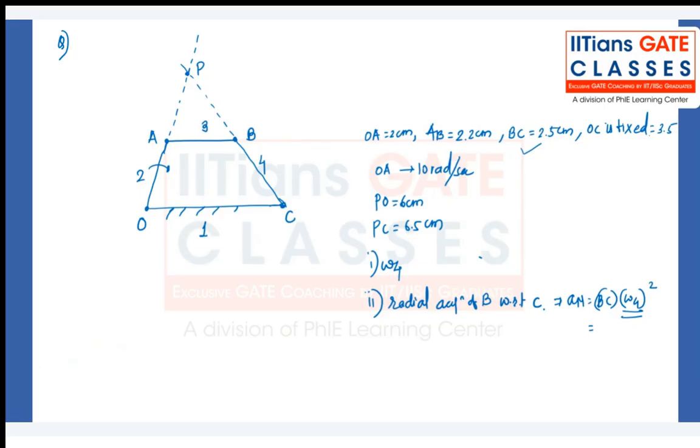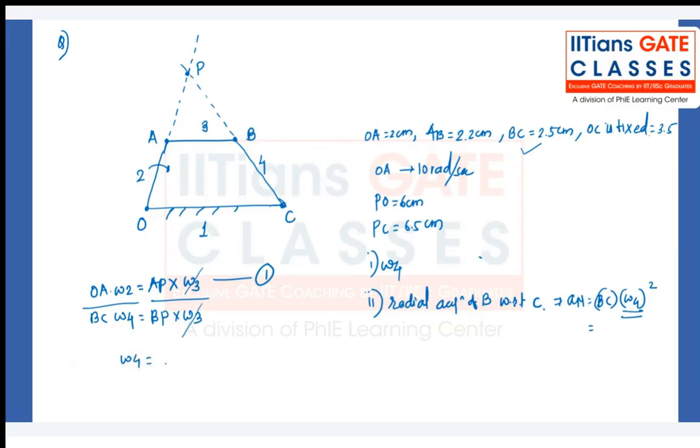Okay. So P point is the instantaneous center for link number 1 and 3. I can say OA multiplied by omega 2 is equal to AP multiplied by omega 3, equation number 1. I can also say BC into omega 4 is equal to BP into omega 3, correct?